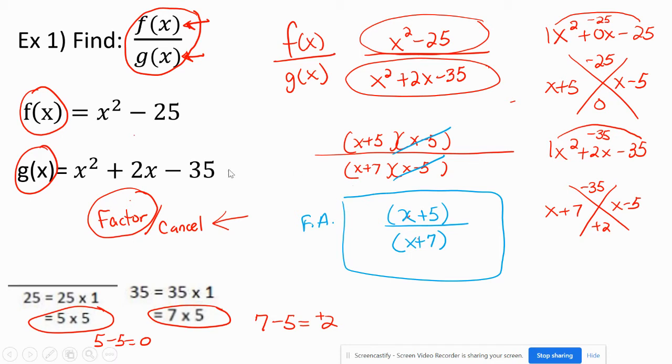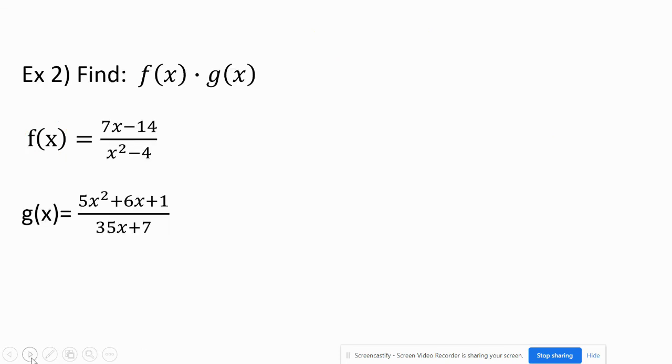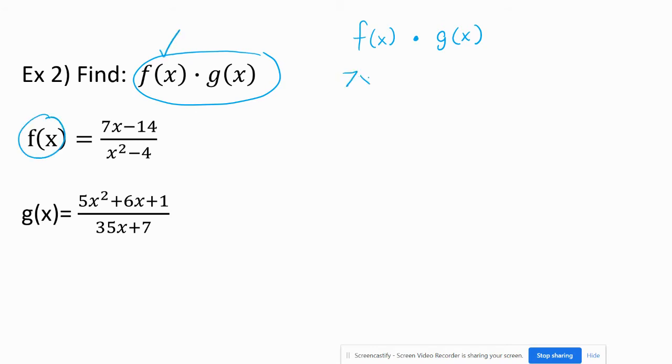Okay, hit pause if you need a minute. Please write down the next one: f of x times g of x. Write that down so you have it in your notes, okay? That means we take the f of x function. We're going to take this one, and we're going to write it down underneath f of x times, and then we're going to take the g of x function.